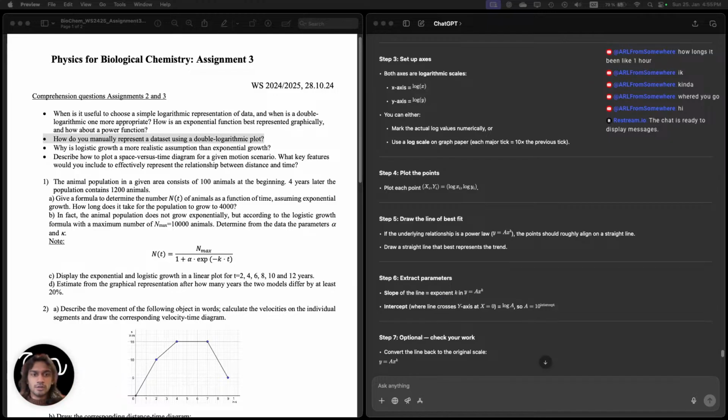Extract parameters. Slope of the line equals exponent.